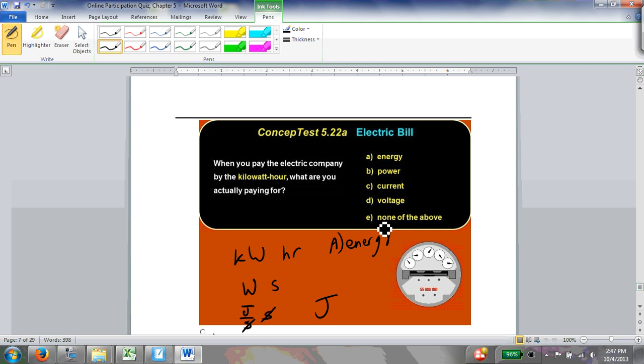Entergy, the company, doesn't care what power you use. They only care what energy you use. You could use all of your power on day 1 of your billing cycle and you'd still pay the same as if you used all of your energy over the entire cycle. So when we use the word power, often what we mean is energy.